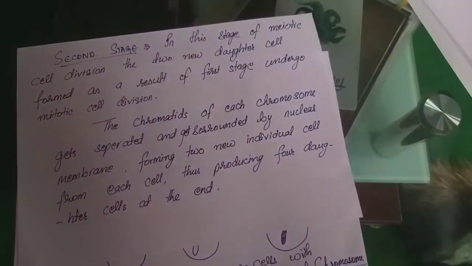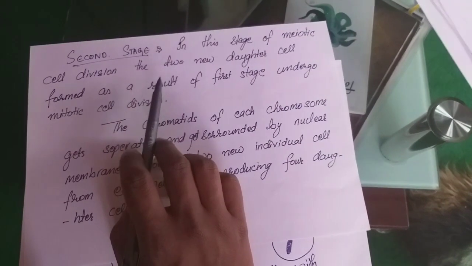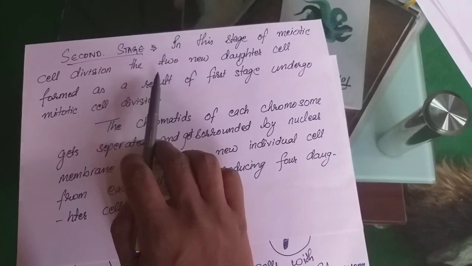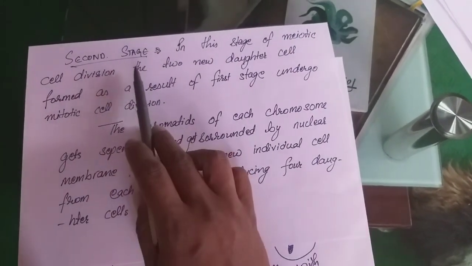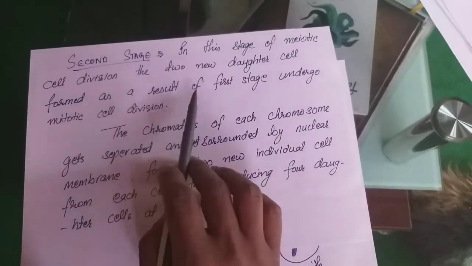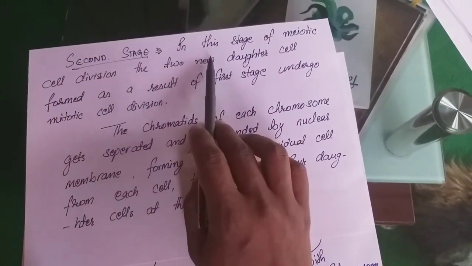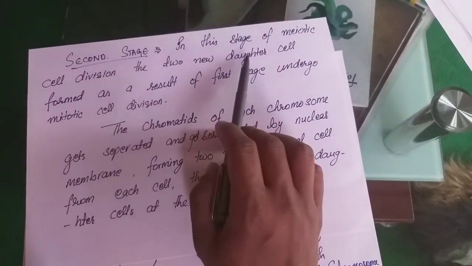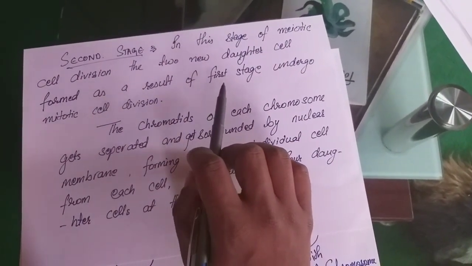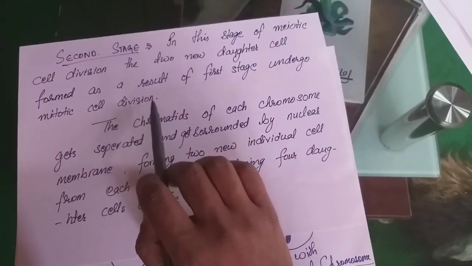Okay. Now next one, moving on to the second stage. I have told you that there are two stages of meiosis. One is the first stage, which we have already studied, that is pairing and separation. Number two is the second stage. In this stage of meiotic cell division, the two new daughter cells formed as a result of the first stage, that is, as a result of pairing and separation, undergo mitotic cell division.